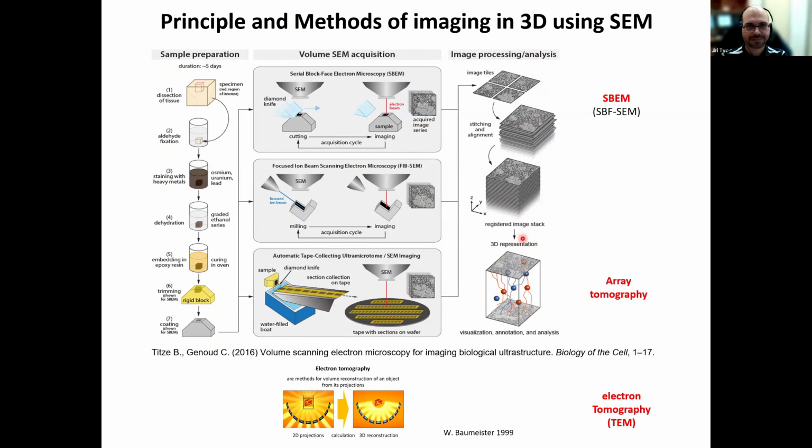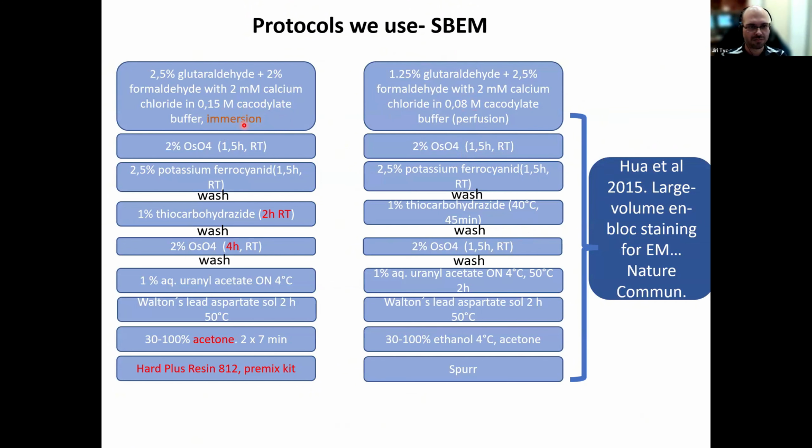Mostly for the serial block phase, we are using the protocol based on Hua, published in 2015. We generally do some modifications, so unless we really work with the whole mouse, we don't use the perfusion, but the immersion protocol. We extended the staining times for the thiocarbohydrazide and osmium, and we don't use ethanol. For the dehydration, we do everything in acetone, and then mostly we are using the Hard Plus resin 812, but sometimes it depends on the sample what we need. That's for the serial block case.